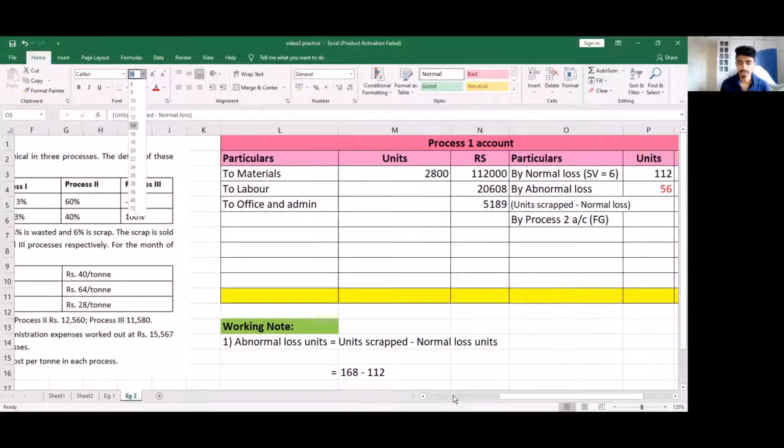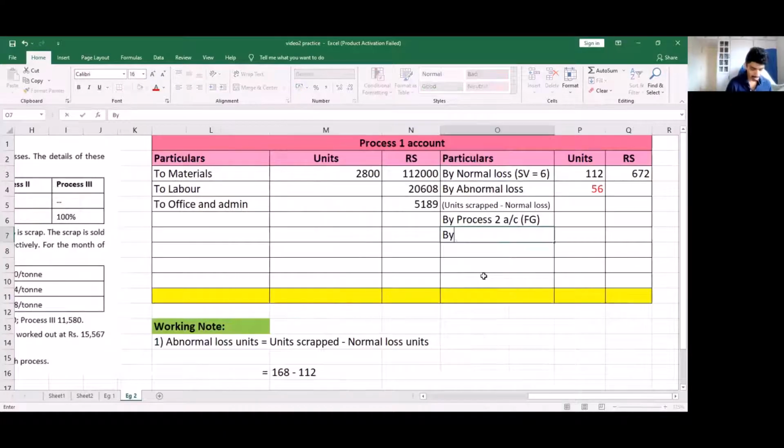We need to know the quantity for our process 2. Okay, so we know that some amount is transferred to process 2 and the remaining is going to our warehouse. So this we will write as by costing P&L account, because this is something we are selling. So how do you find the units for both of these?